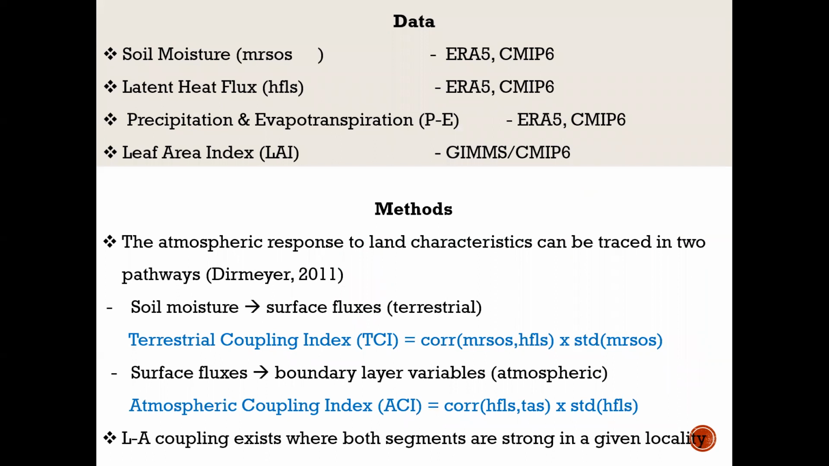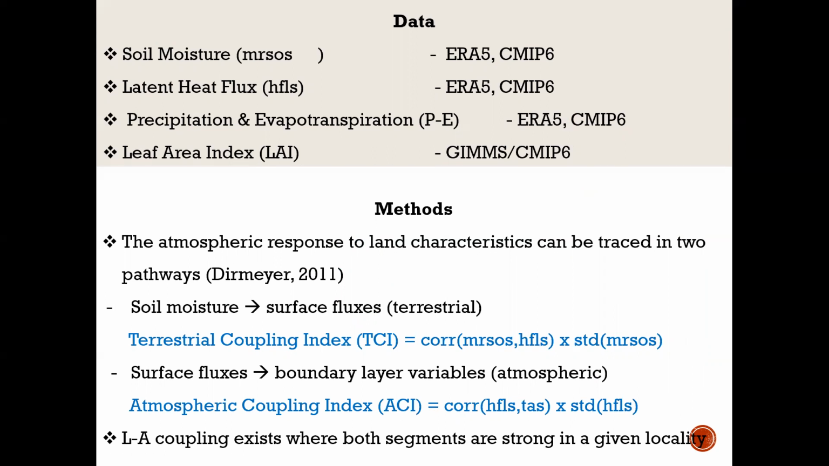For the data, we utilize soil moisture, latent heat flux, precipitation, and evapotranspiration, as well as leaf area index. For the models, the data was already available in JASMIN. For ERA5, we sourced this from the Copernicus Climate Data Store, while the leaf area index was sourced from the Global Inventory Modeling and Mapping Studies archive.